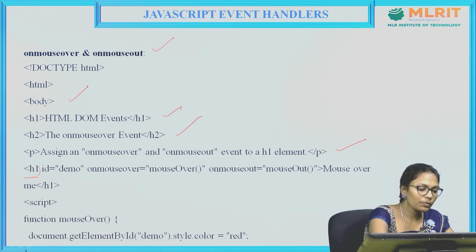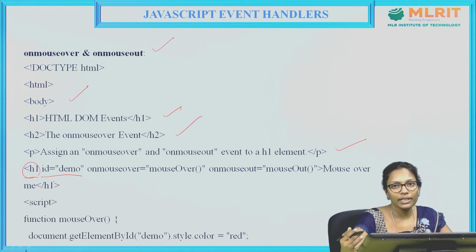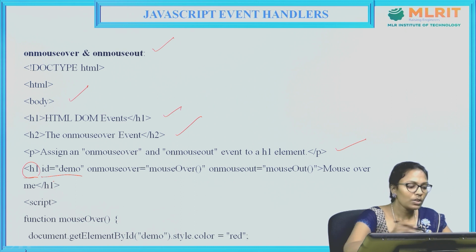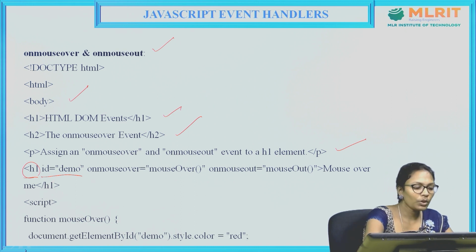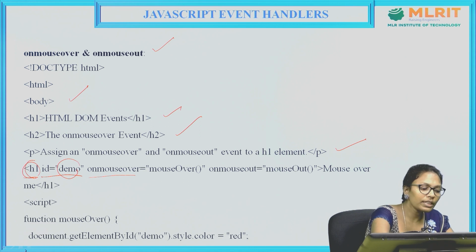See, for this H1 tag I'm giving some ID. So for example, ID is just like a student ID. For every tag, to identify that tag uniquely, you can give some ID. So for H1 tag I'm giving an ID. What is the ID name? Demo. Now on mouse over, that means on mouse over is applied to which tag? Only for the tag H1.